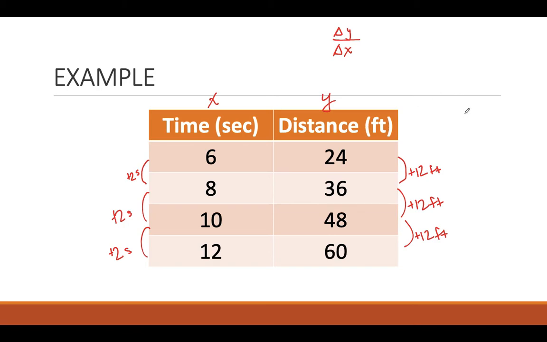Finally, all we need to do is write our answer as the change in the y values, which is 12 feet, over the change in the x values, which is 2 seconds, and then simplify. 12 divided by 2 is 6 feet per second.